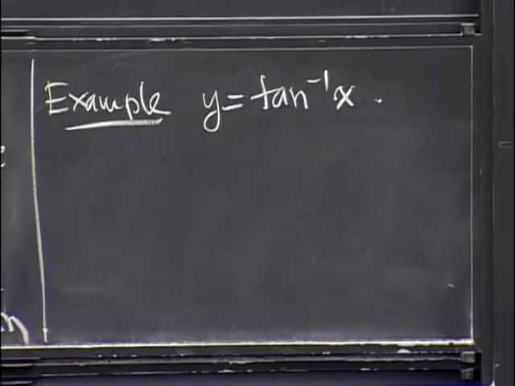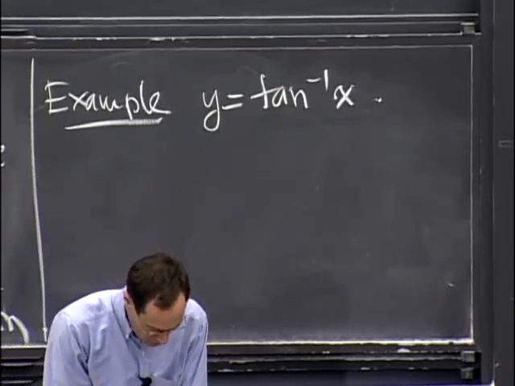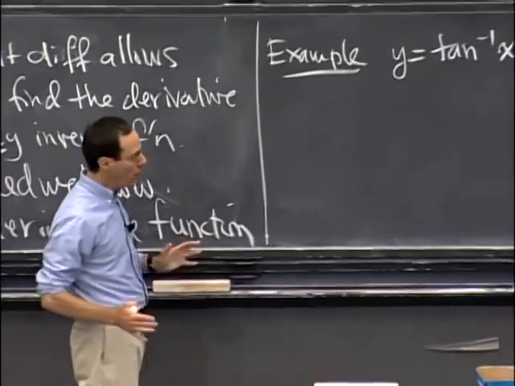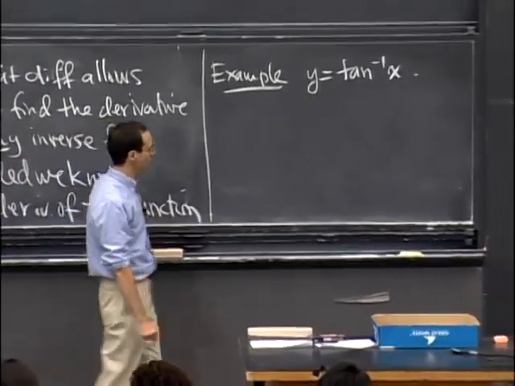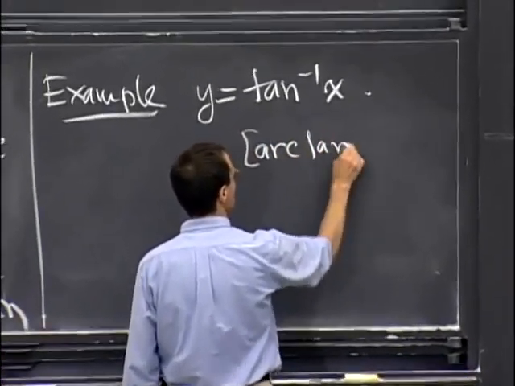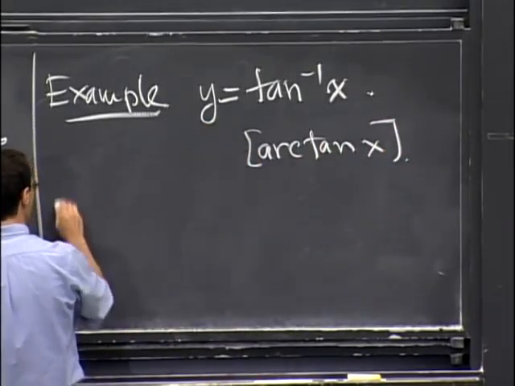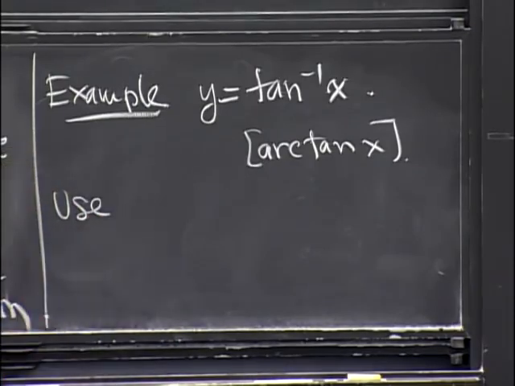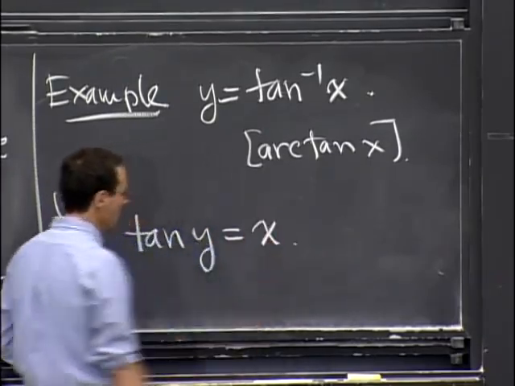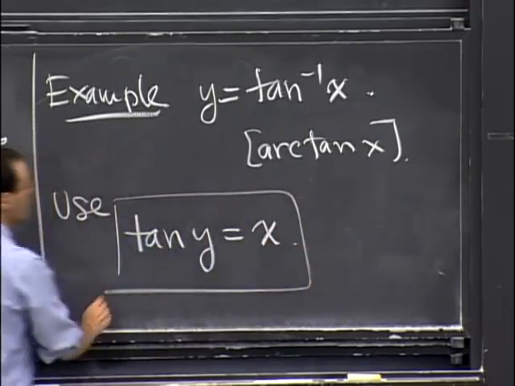So again, for the inverse tangent, all of the things that we're going to do are going to be based on simplifying this equation by taking the tangent of both sides. So let me remind you, by the way, the inverse tangent is also known as arctangent of x. That's just another notation for the same thing. And what we're going to use to describe this function is the equation tan y is equal to x. That's what happens when you take the tangent of this function. So this is how we're going to figure out what the function looks like.